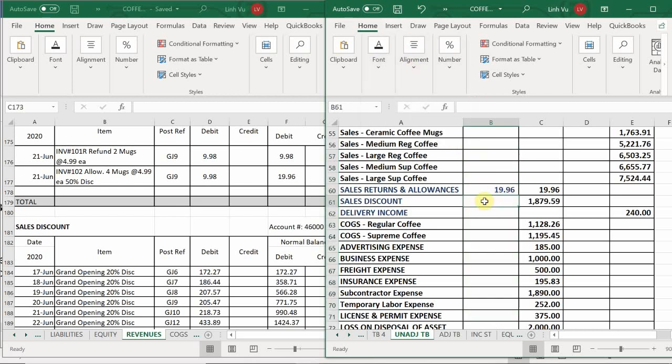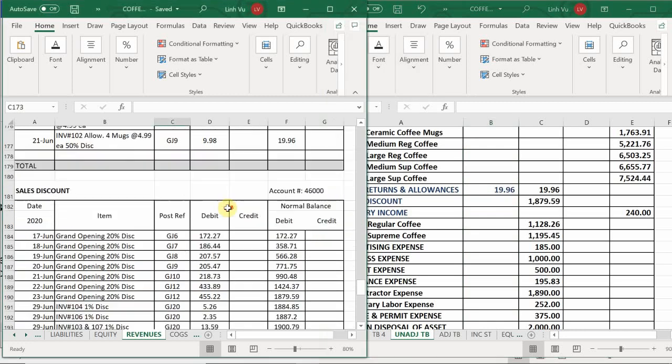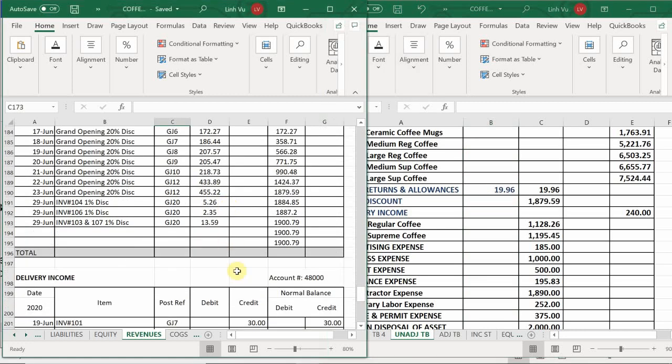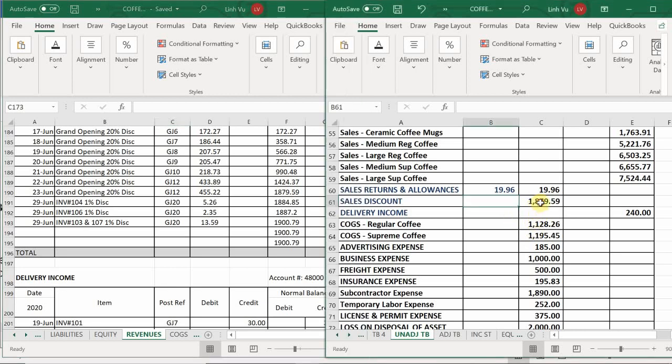Then we have a purchase discount. Let's see, purchase discounts. We have a total of $1,900.79. See, that was a lot of money that we could have saved, right? 1,979 cents. Okay? And because it's on the debit side, we're going to copy that over, 1,979 cents, because it's a main account. Okay?